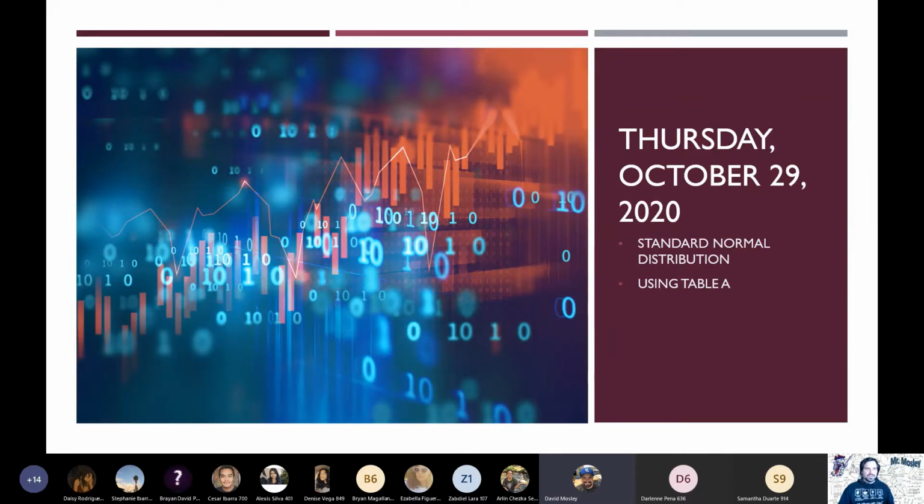We're going to be working with what's called the standard normal distribution today and using table A. We'll do some examples so that you can see how to use this new thing. Today isn't a whole lot of new information necessarily. It's just some new tools that we can use to help answer questions.